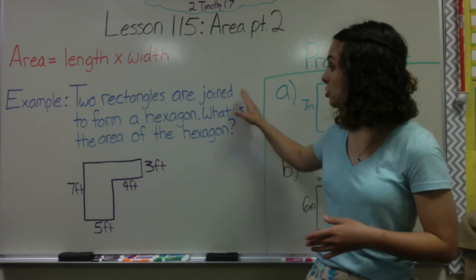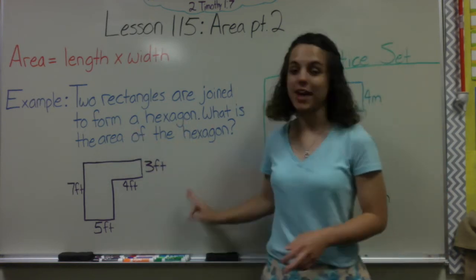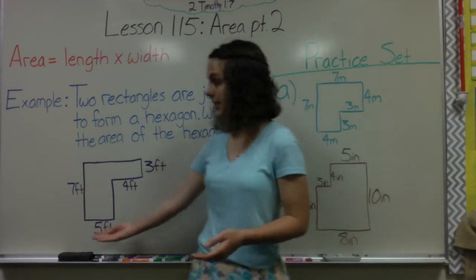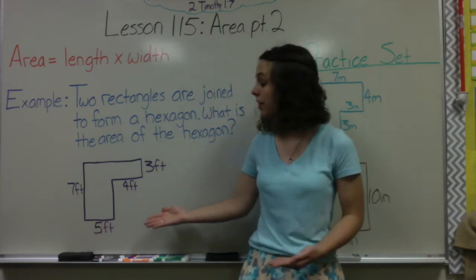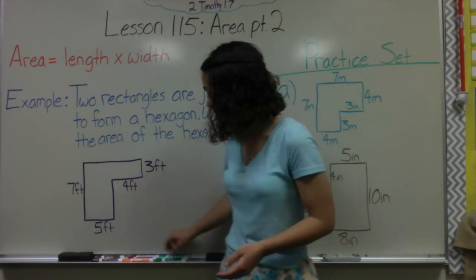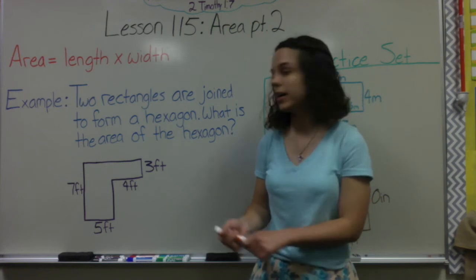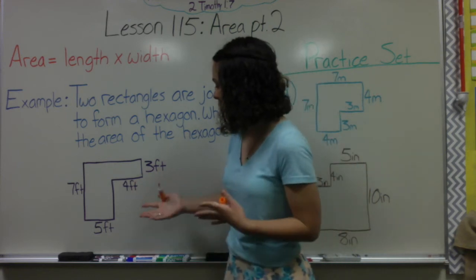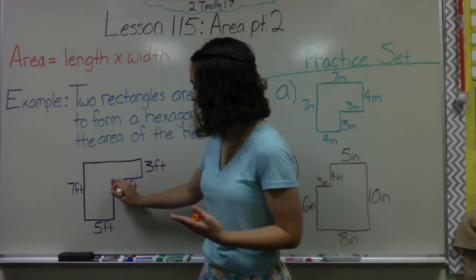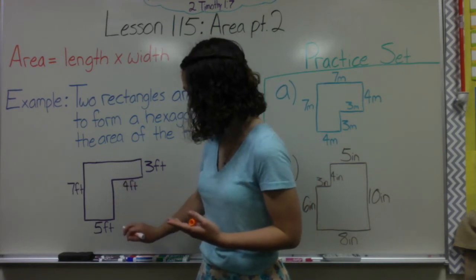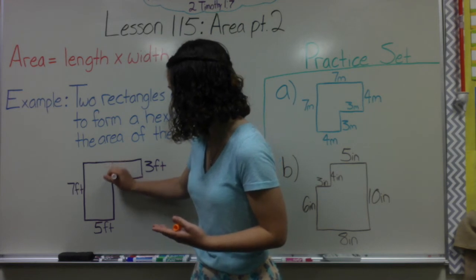So what we have is 2 rectangles joined to form a hexagon. What is the area of the hexagon? Hexagons have 6 sides, and it's not a regular hexagon, which means not all the sides are the same length. However, if we look at this, I can break it down between 2 different rectangles. So if I'm going to split it, I'm going to split a line down this way.